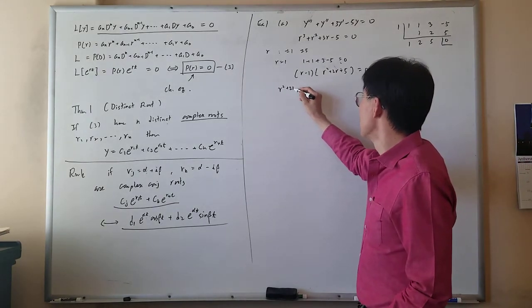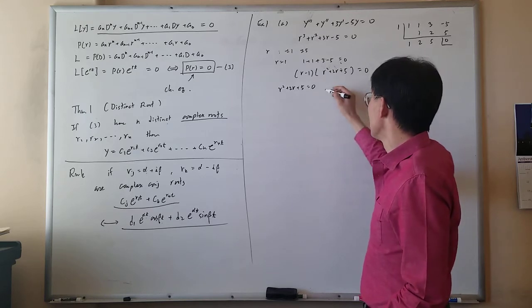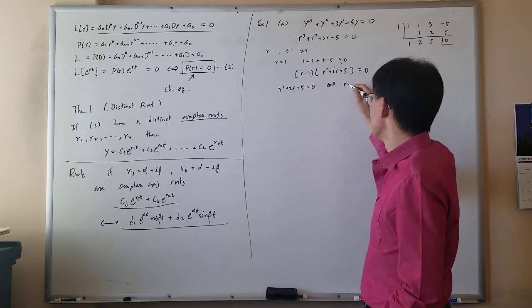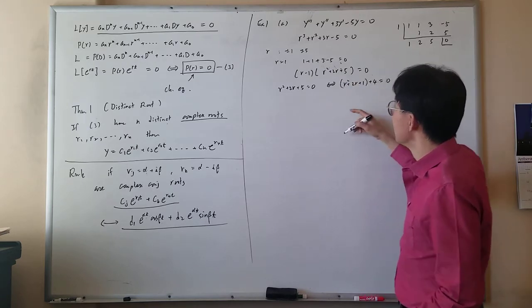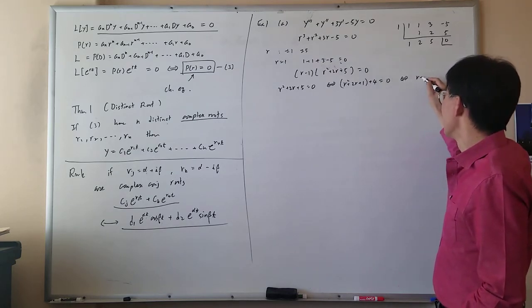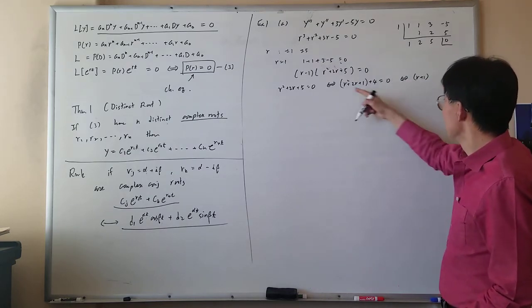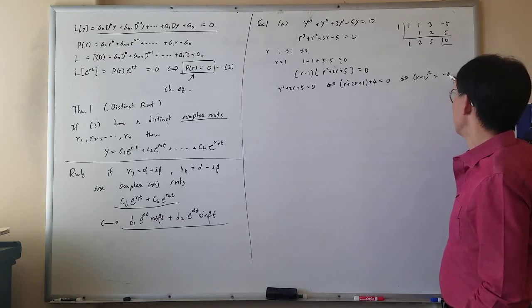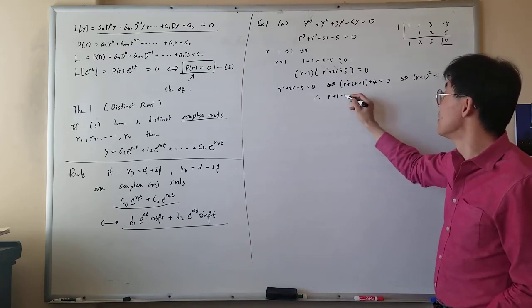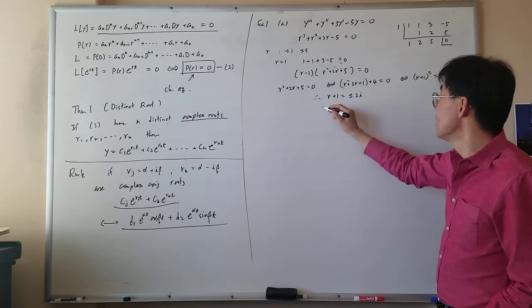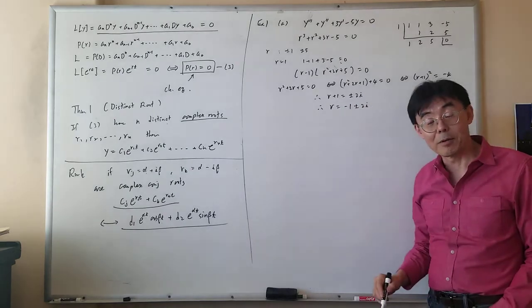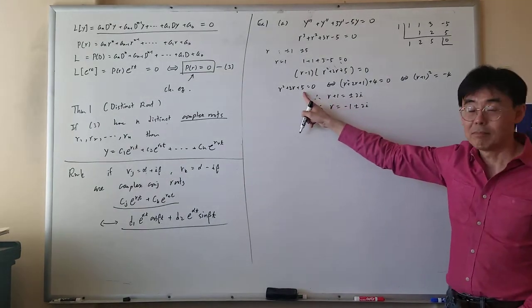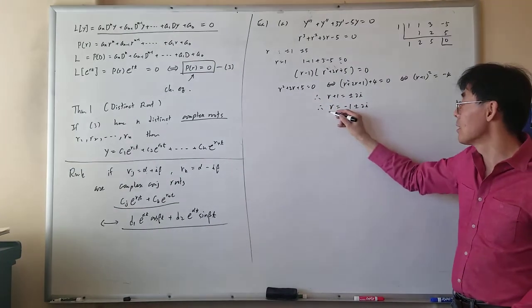Now, r squared plus 2r plus 5 equals 0 means what? Actually, I can write this one as r squared plus 2r plus 1 plus 4. So this is r plus 1 complete square, negative 4, so r equals negative 1 plus minus 2i. Okay? Now you can also just use the quadratic formula. You can get this one right away.